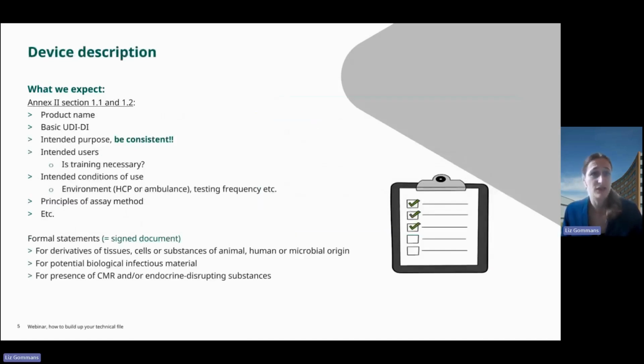Then the second chapter is the device description. We basically follow here what is in the IVDR Annex 2, Section 1.1 and 1.2. So the product name, basic UDI again, intended purpose.